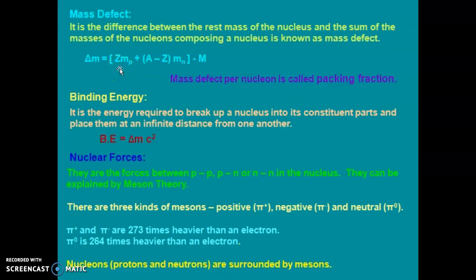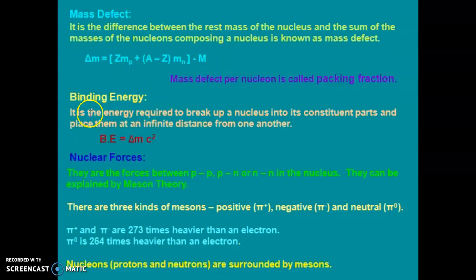Delta m equals Z mp plus (A minus Z) mn minus M. Z mp means the mass of all the protons, and A minus Z is the number of neutrons into the mass of each neutron. So the term in the brackets denotes the mass of the nucleons: this term is for the mass of protons and this is for the mass of neutrons. Here we simply added the mass of protons and neutrons inside the nucleus minus the mass of the whole nucleus. This value is called mass defect, and mass defect per nucleon is called packing fraction.